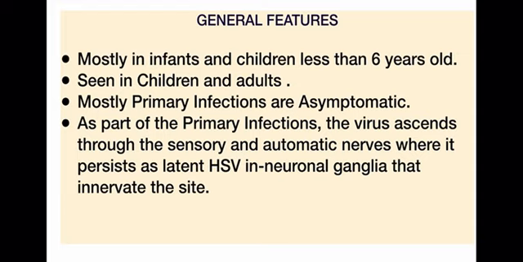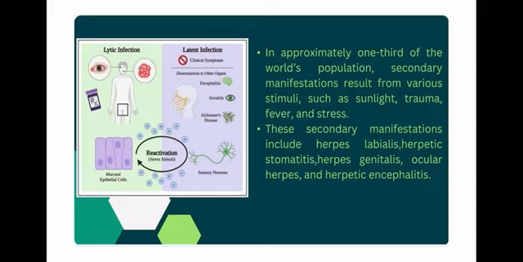As part of the primary infection, the virus ascends through the sensory and autonomic nerves, where it persists as latent HSV in neuronal ganglia that innervate the site. Secondary manifestations result from various stimuli such as sunlight, trauma, fever and stress. The secondary manifestations include herpes labialis, herpetic stomatitis, herpes genitalis, ocular herpes and herpetic encephalitis.